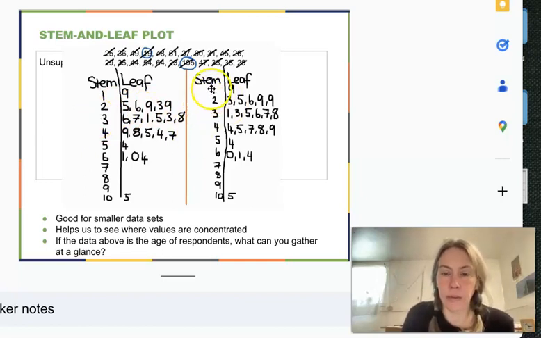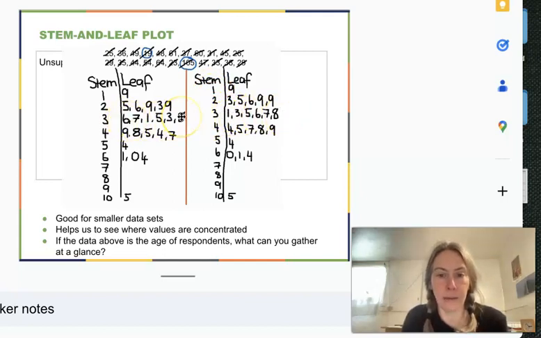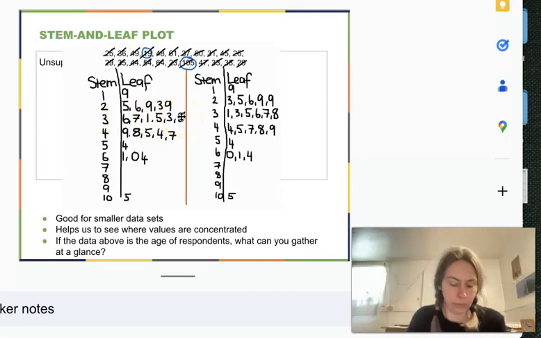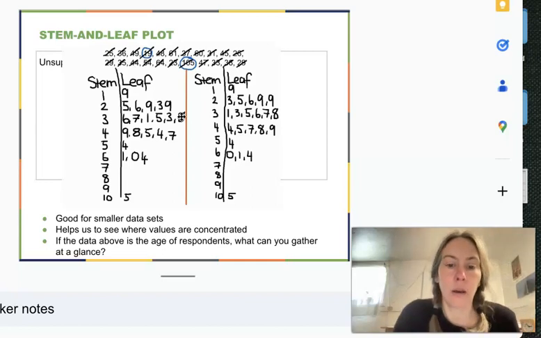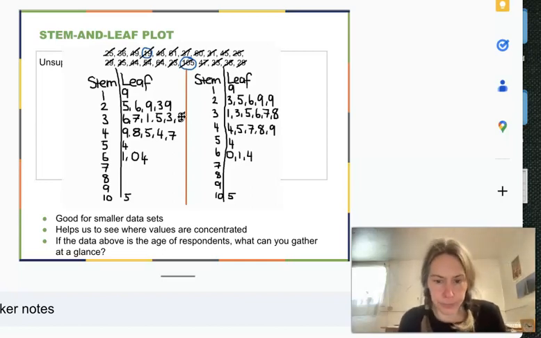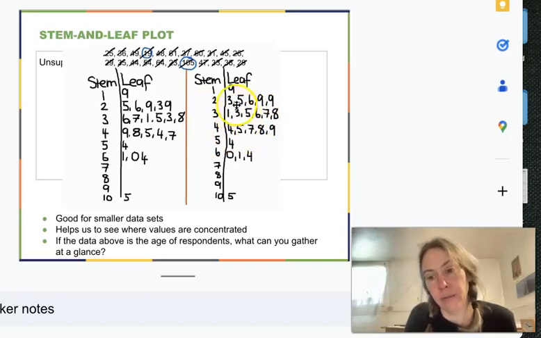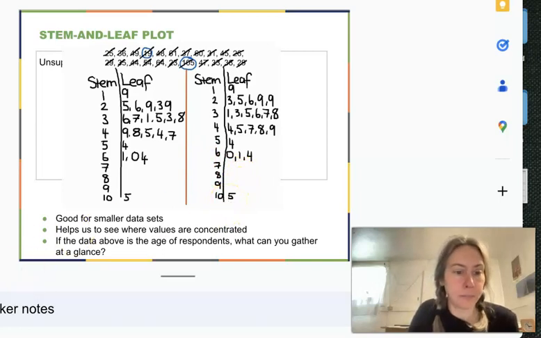So maybe you could imagine this being people's ages. On this side, we've got it more organized so that the leaves are actually in order. This was just how they came out of the data. So this seems sort of like a thing that you would use in a more low-tech world like 50 years ago. But at a glance, we can gather that the 20s, 30s, and 40s are the most popular ages. This almost is like a sideways bar graph. So it is useful in that sense.